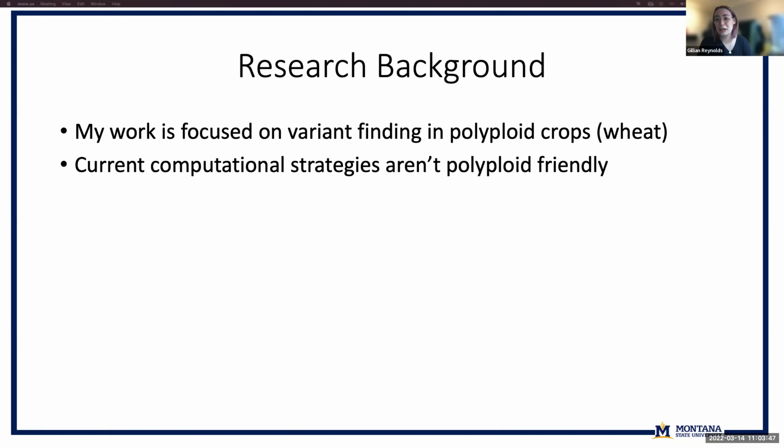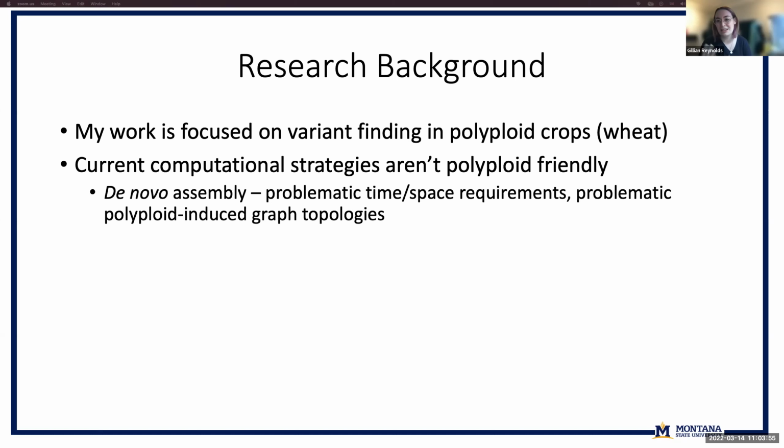And as I'm sure nearly all of you are aware, current computational strategies really aren't polyploid friendly at all. And this is really problematic. We tend to have two major approaches, one of which is taking the de novo assembly approach, followed by some comparative genomics further down the line. However, this is problematic for most polyploids, mostly due to time and space requirements, depending on how big your genome is, but also due to problematic polyploid-induced graph topologies, things like superbubbles and complex bulges. It's actually those structures in the graph that give you back this highly fragmented assembly, and that obviously is really problematic if you want to perform comparative genomics down the line.